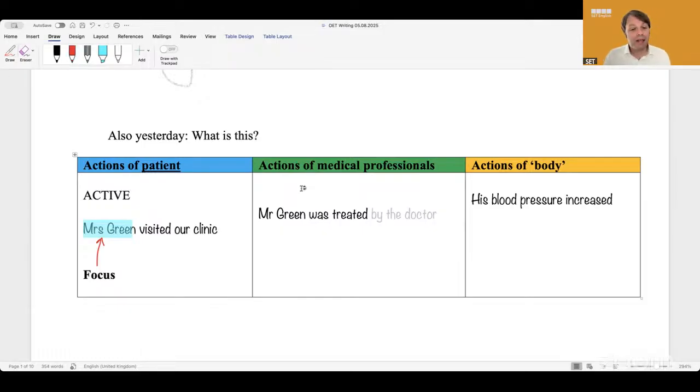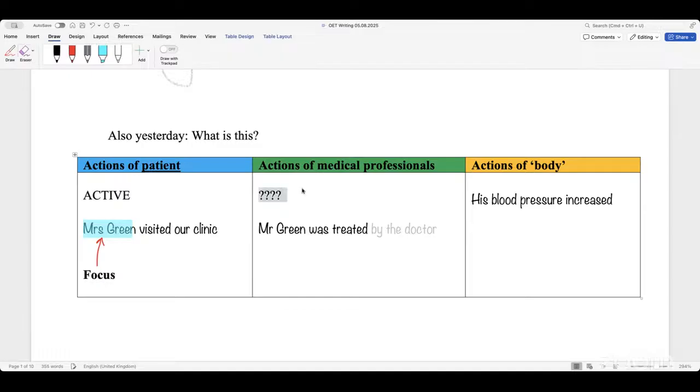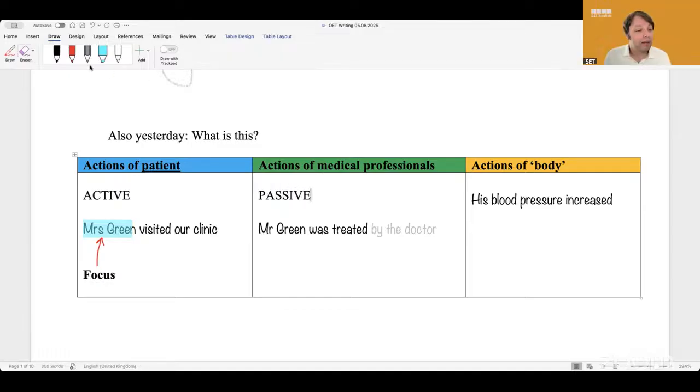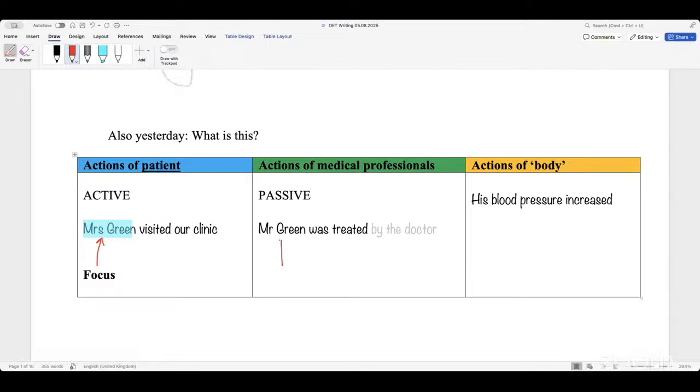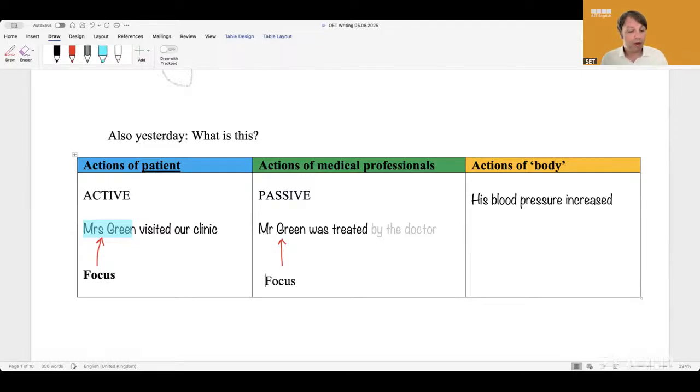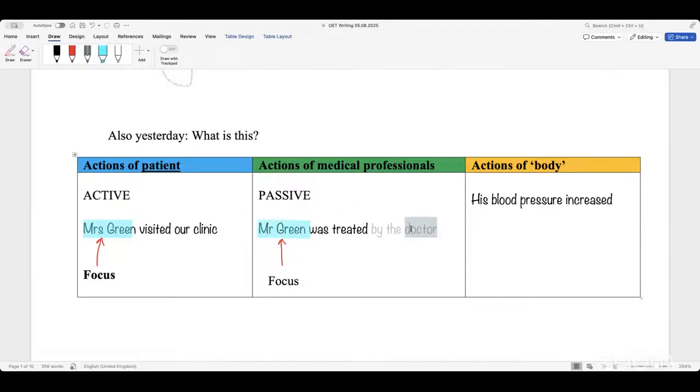In actions of the medical professional, Lee, Simiat, Mizgin, Hina, is it active or passive here? Passive. Why is that? Because Green was treated, so it didn't mention the person that treated her. We're just concerned about the patient and the treatment. Good answer. Again, this is the focus, right? The focus of the sentence is also Mrs. Green. But Kadriye, did Mrs. Green do the treatment? No. The doctor did the treatment, right?